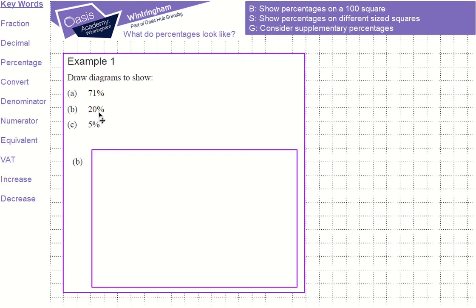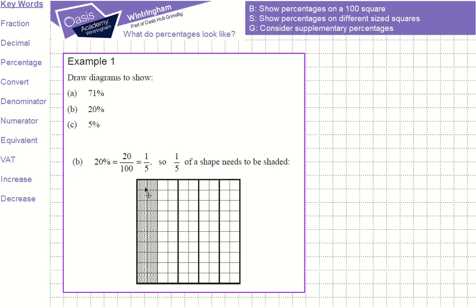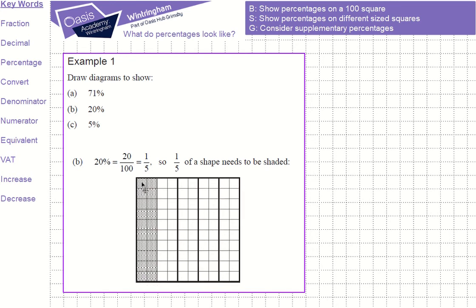So part B, 20%. So again, we're going to use our fraction first. So instead of 20%, we can say 20 out of 100. And that does simplify down to 1/5. So 1/5 of a shape needs to be shaded. So again, we can use a 10 by 10 grid. And this time there will be 20 shaded. So we know each row is 10, so 10 and 20.